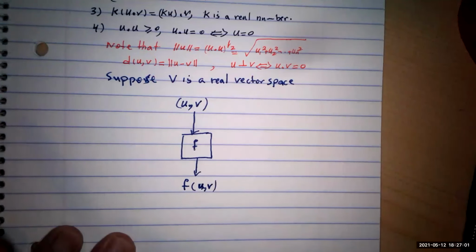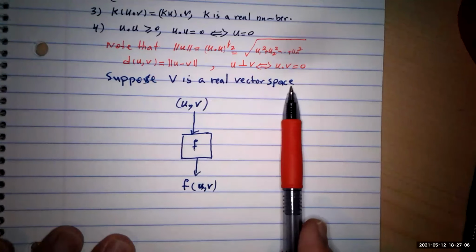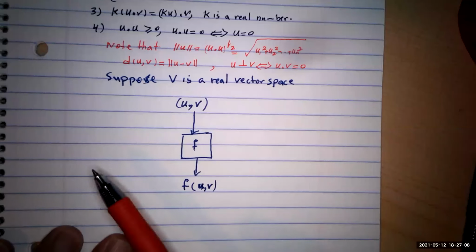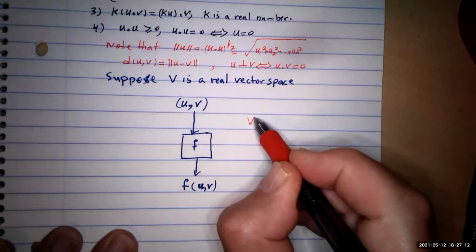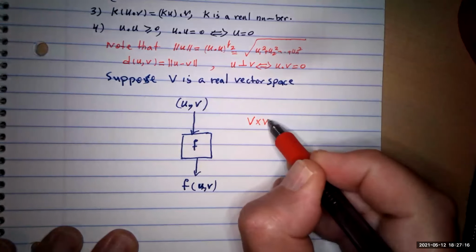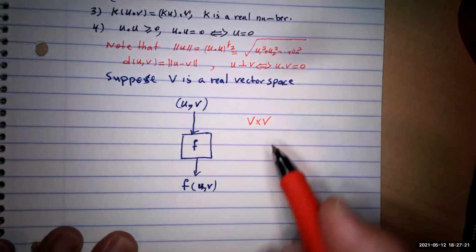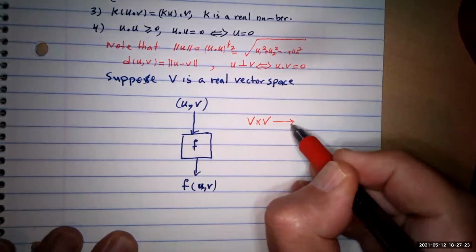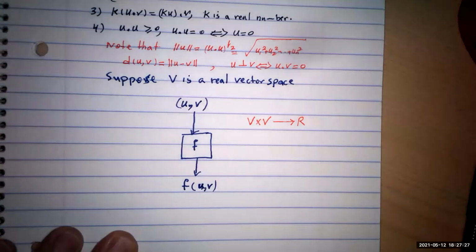So what we're going to do: suppose V is a real vector space, and suppose we have a function. What is the function from? The function is going to be from ordered pairs in V, so it's going to be V cross V. V cross V means ordered pairs of vectors in V. This function should be defined into the real numbers and satisfy this condition.